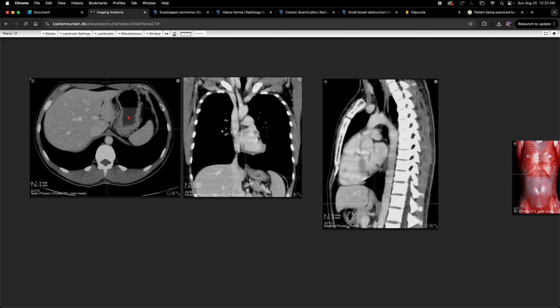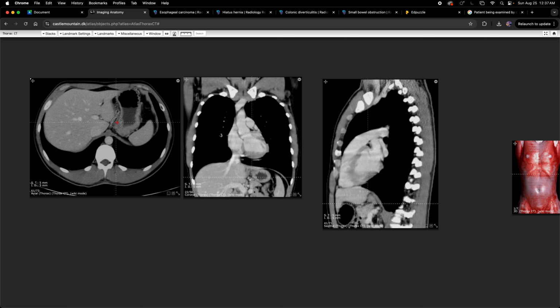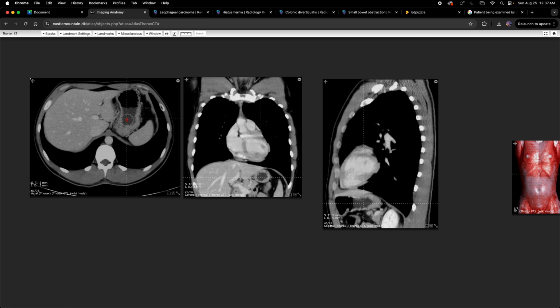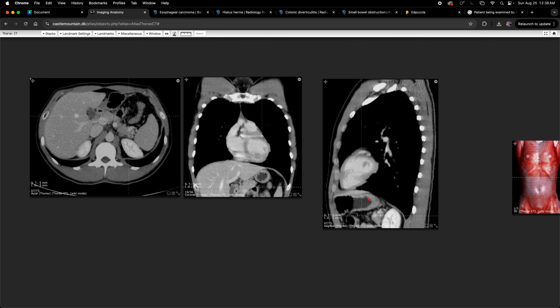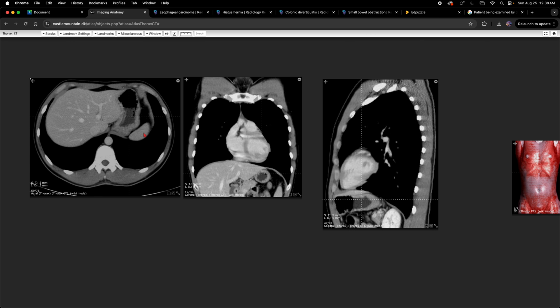see the stomach, which is on the left. We can see the liver here on the right. If we move this cursor over here, we can then see it on all three planes. We can see it here on the coronal plane, that's the stomach. We can see it here on the sagittal plane, that's the stomach. And if we scroll across, we can see the same things.